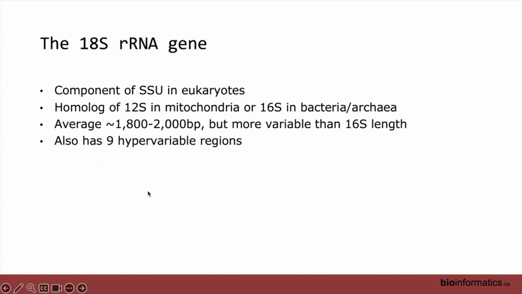And the 18S rRNA gene also has 9 hypervariable regions. And so similarly to the 16S, these might give you better or worse taxonomic resolution, might be better or worse for different applications.